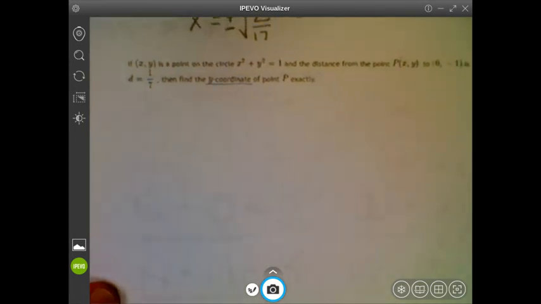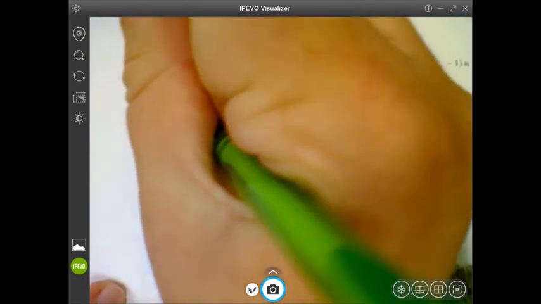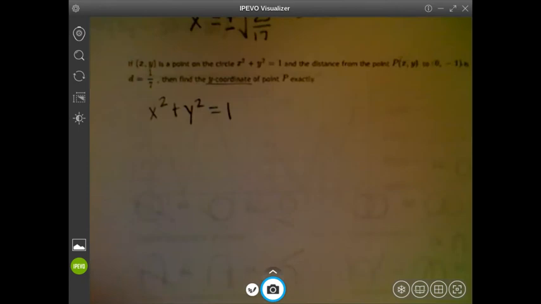The hard part is what in the world do we use for our equations, right? So the first equation is this circle, x squared plus y squared equals 1, right? They tell us a circle.